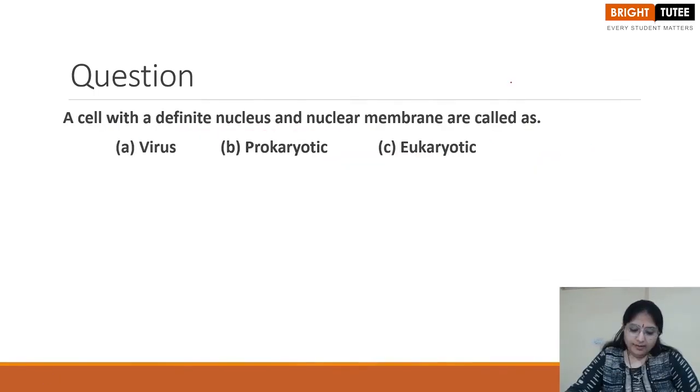A cell with a definite nucleus and nuclear membrane is called a eukaryotic cell, right? We've seen how prokaryotic cells were the cells which did not have a definite nucleus and nuclear membrane.